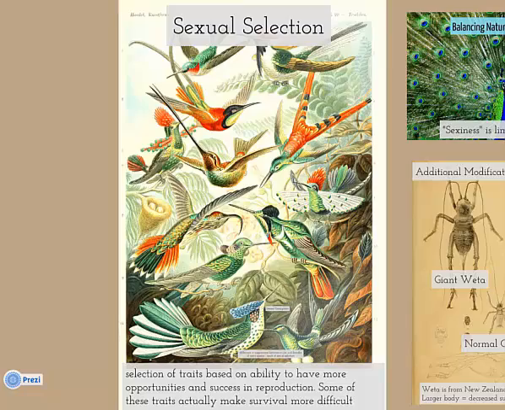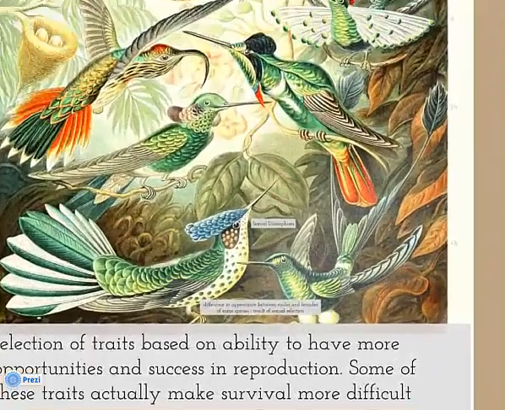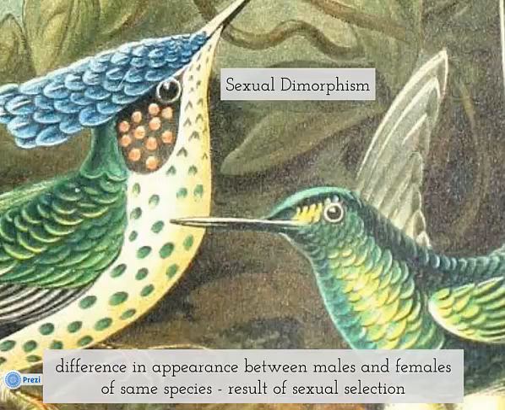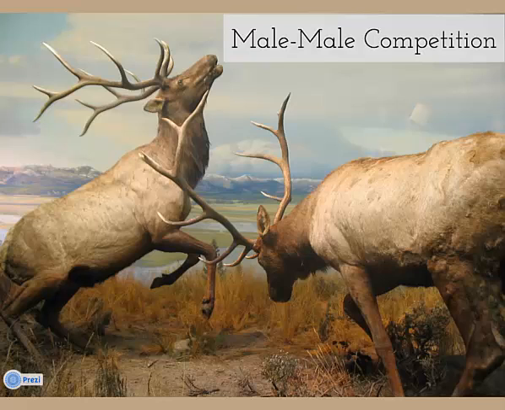Because the females find some of these traits attractive, you're going to have what's called sexual dimorphism. Sexual dimorphism is a difference in the appearance between males and females of the same species, and this is usually a result of sexual selection. Now, sexual selection comes in a couple of different varieties. And one of those is male-male competition. And in this case, it may not be that the female favors the appearance, but it may be the males physically compete with each other, or may vocally compete with each other, to try to win the rights to breed with the female. In this case, these large antlers can serve a dual purpose.